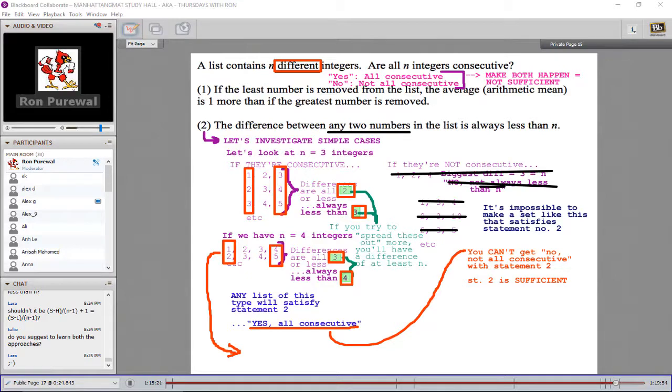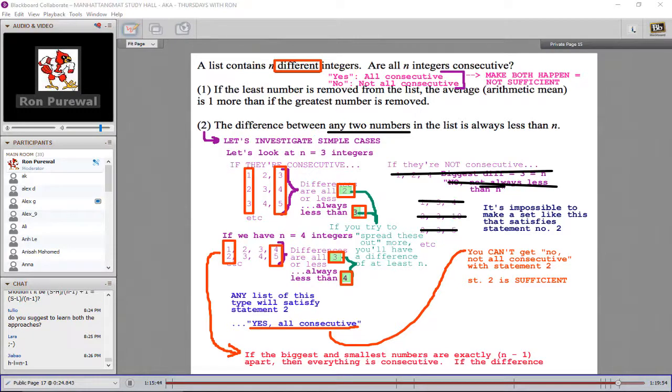If the biggest and smallest numbers are exactly n minus 1 apart, then everything is consecutive. If the difference is bigger than that, then everything is not consecutive. So yeah, you just need to look at h minus L.